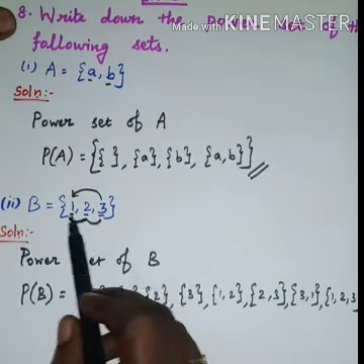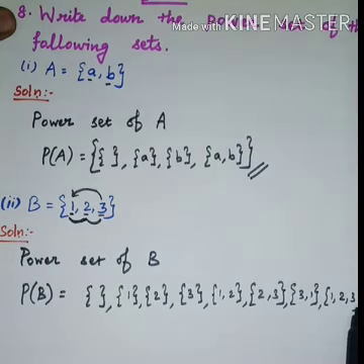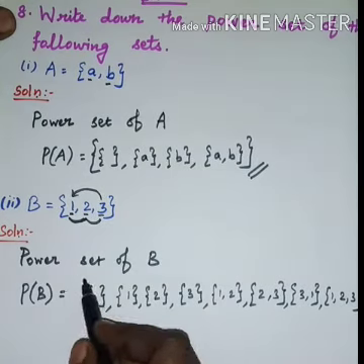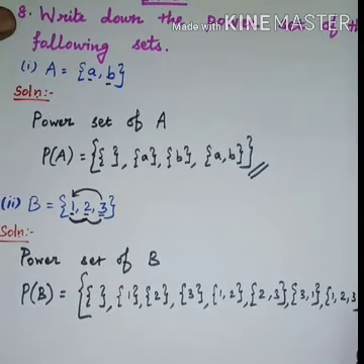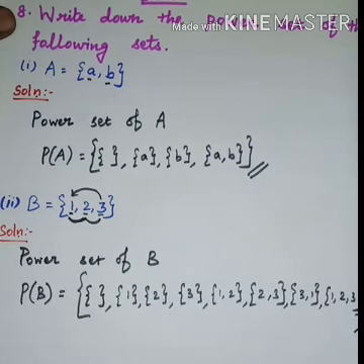Finally, we have to write all these elements in the set B. So {1, 2, 3}. So these are the subsets of the set B. Power set is nothing but the set of all subsets of B. So we have to cover these elements by the set bracket. This is the answer.